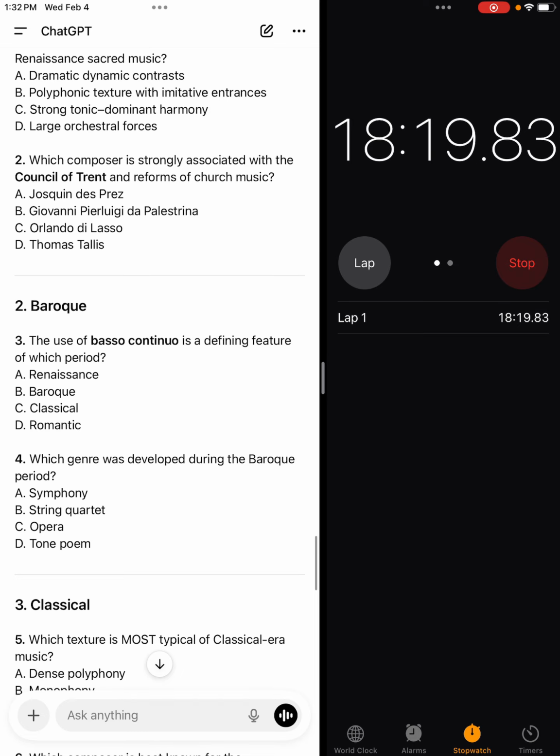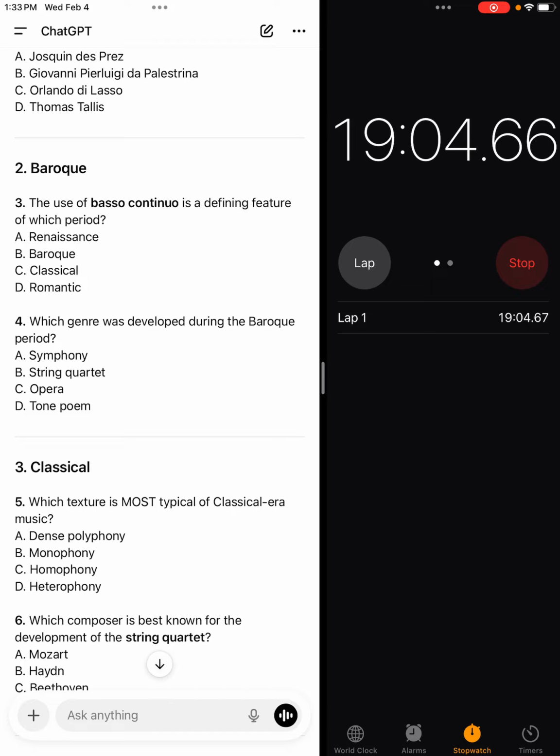Which composer is strongly associated with the Council of Trent and Reformed church music? I would say Council of Trent. If I listen to Dr. St. Marie's classes, and I've been listening in on what he talks about, I'm going to most certainly say it's Palestrina, being in that question with the Council of Trent and Reformed church music. None of these other guys will make any sense. Sorry, fellas. These are taken.